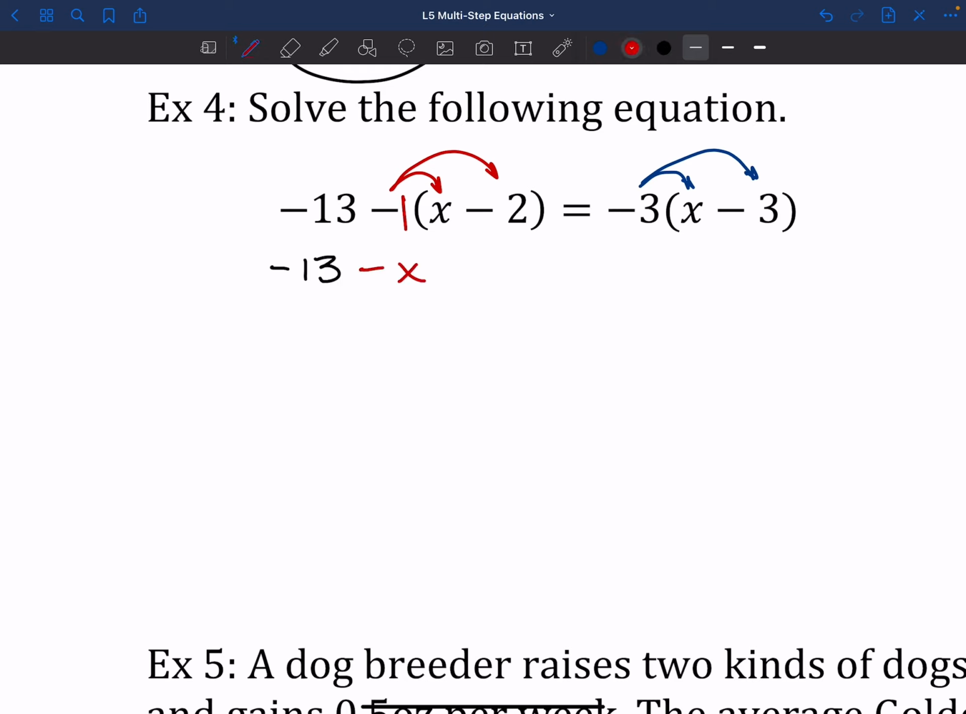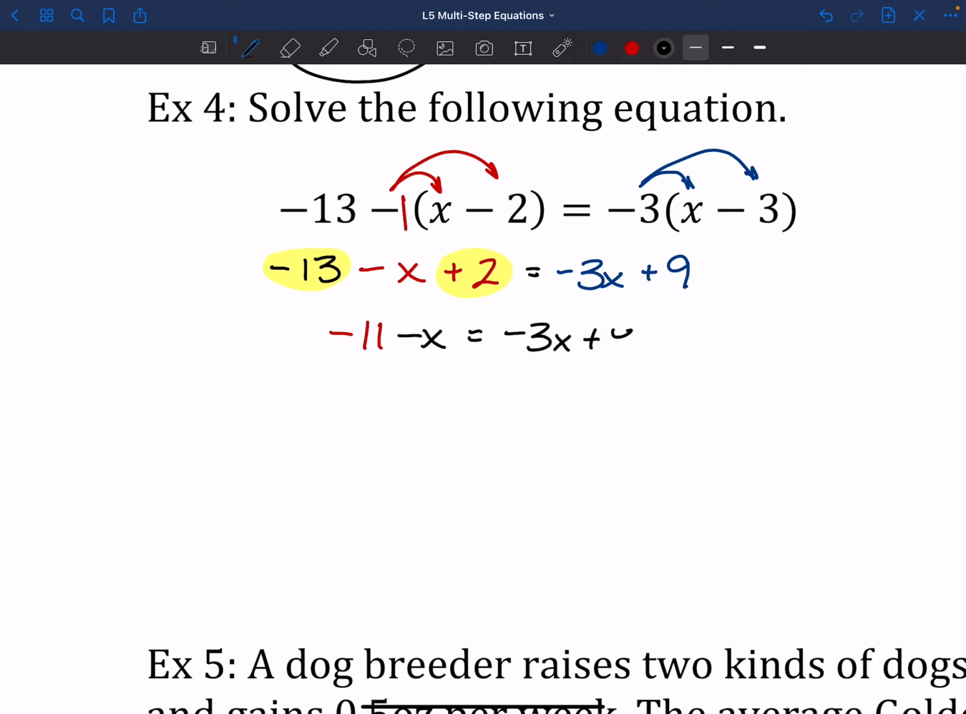Over on the other side, negative 3 times x is negative 3x. Negative 3 times another negative 3 is a positive 9 rather. All right, cool. All set with distribution. We have some like terms to combine, similar to the last one. All right, so we're going to smush those together. Negative 13 plus 2 is going to bring us to negative 11. We've got that minus x coming along for the ride. And then negative 3x plus 9 over on the right.